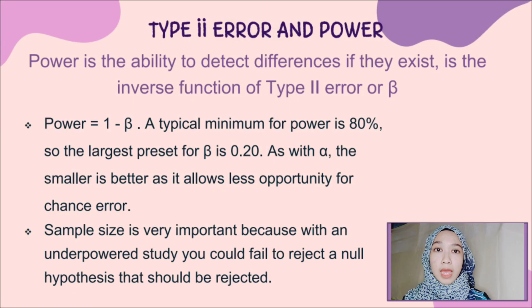The slide above shows a diagram of the null hypothesis with type 1 and type 2 error probabilities. Now, let's move on to type 2 error and power. In the previous slide, the example we learned is that we can have a type 2 error if your sample size is not large enough. Power is the ability to detect a difference if there is one; it is the inverse function of the type 2 error, or beta. Power equals 1 minus beta. A typical minimum for power is 80%, so the largest preset for beta is 0.20. As with alpha, the smaller the better, as it allows less opportunity for chance error. Sample size is very important because with an underpowered study, you could fail to reject a null hypothesis that should be rejected.